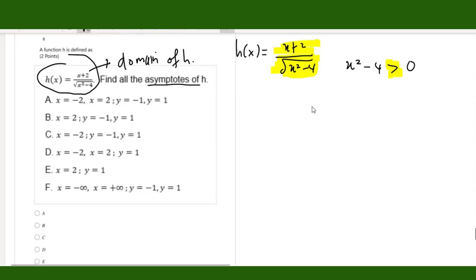Okay, quadratic, factorize the quadratic, and this is a quadratic with a smiling face.